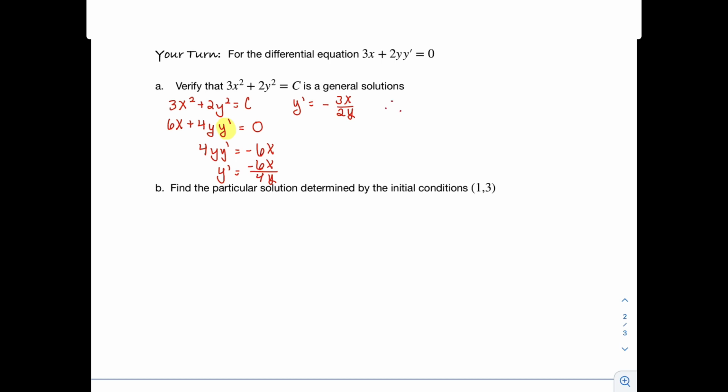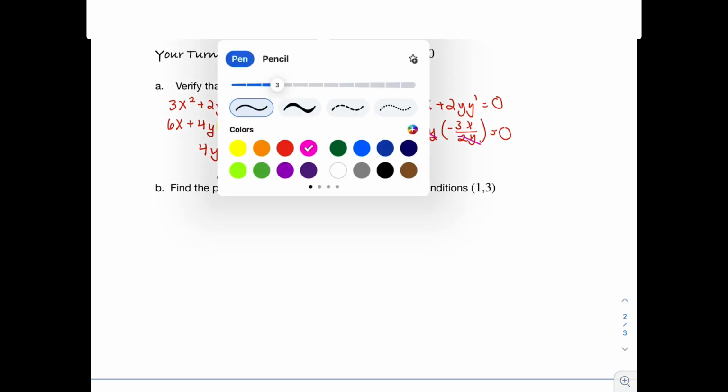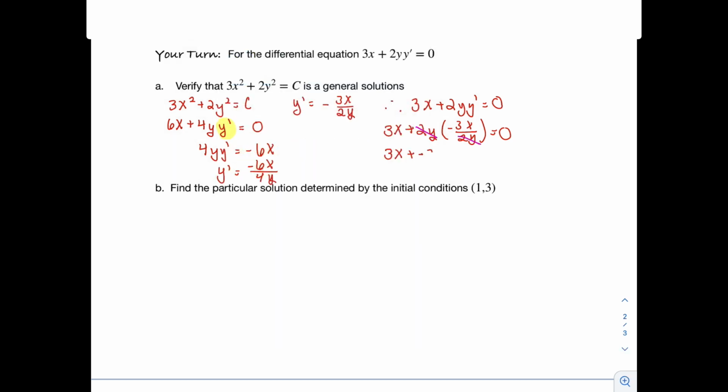Now, to verify that this is a solution, I've got to go back to my differential equation. And I'm going to substitute in what I found my y prime to equal. So in place of y prime, I'm going to plug in negative 3x divided by 2y. And then I'm going to simplify and see if I get 0 as an answer. Well, let's see what happens. Now notice that the 2y in the numerator and the 2y in the denominator cancel out. So that just leaves me with negative 3x. So 3x minus 3x is 0. So 0 equals 0. It is verified.